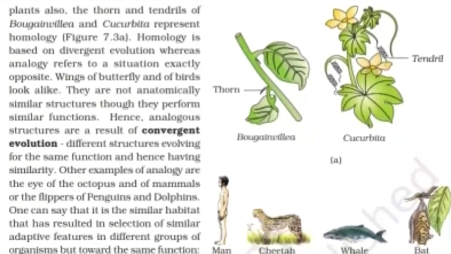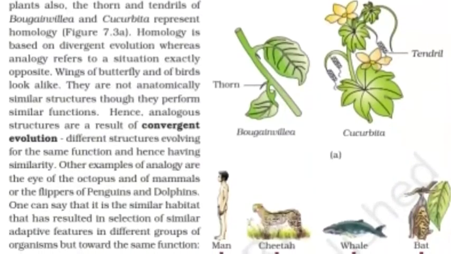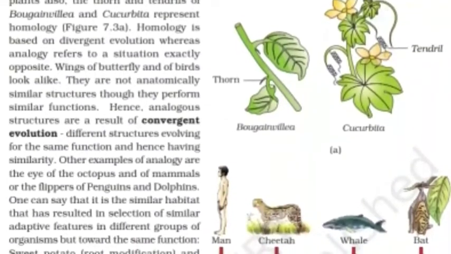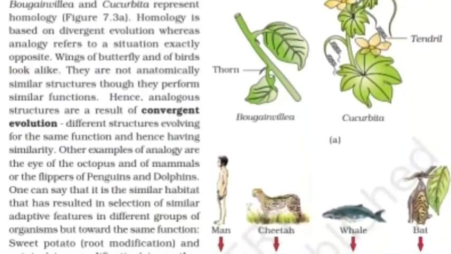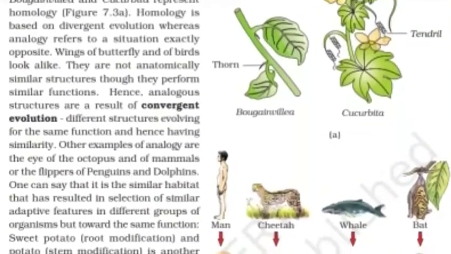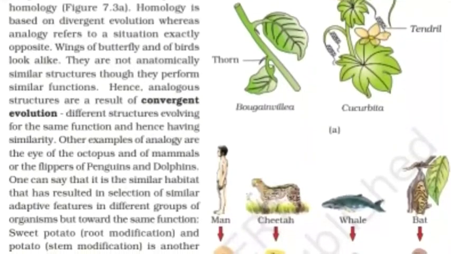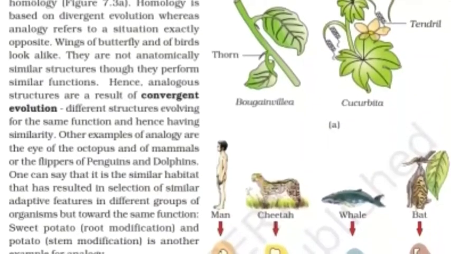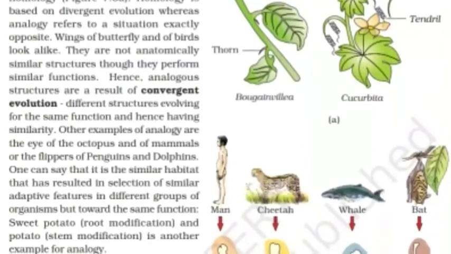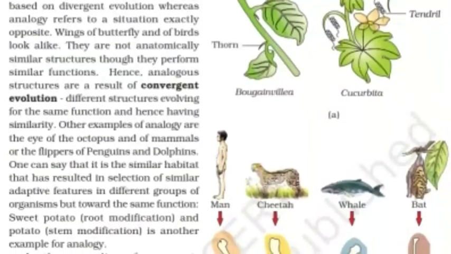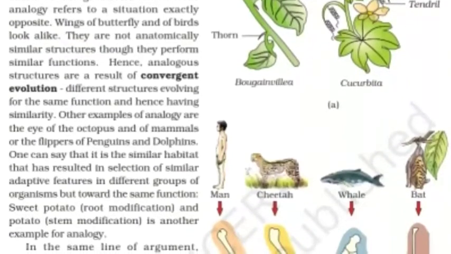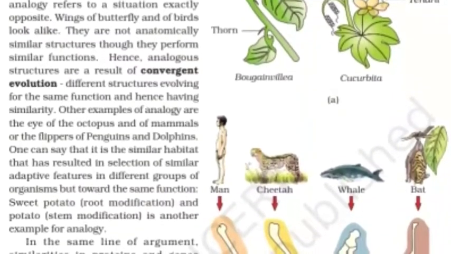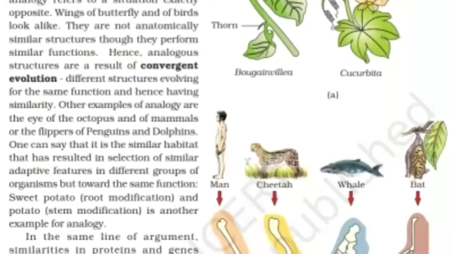Homology is based on divergent evolution, whereas analogy refers to a situation exactly opposite. Wings of a butterfly and of a bird look alike. They are not anatomically similar structures, though they perform a similar function. Hence, analogous structures are a result of convergent evolution: different structures evolving for the same function and hence having similarity.